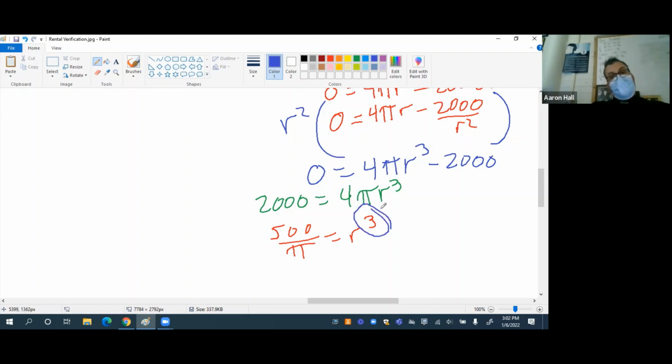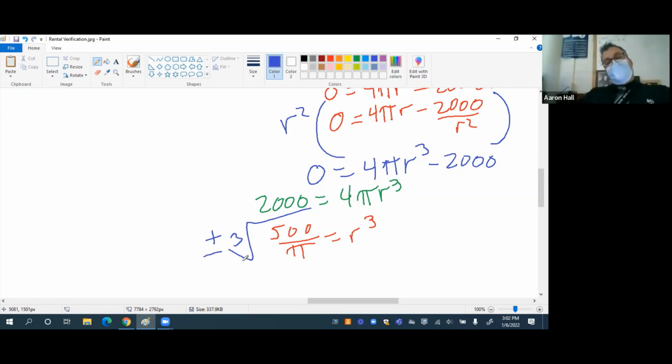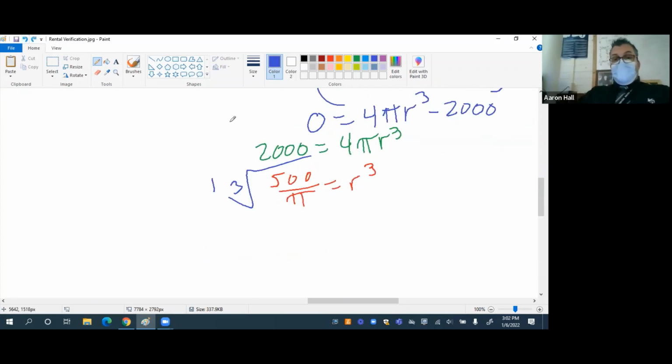What's the inverse of cubed? The cubed root. When we take the cubed root, do we need to remember plus or minus? No, why not? Yep, it only matters when your root is even. This is not an even root, it is an odd root, so we do not do plus or minus. So r equals the cubed root of 500 over pi.